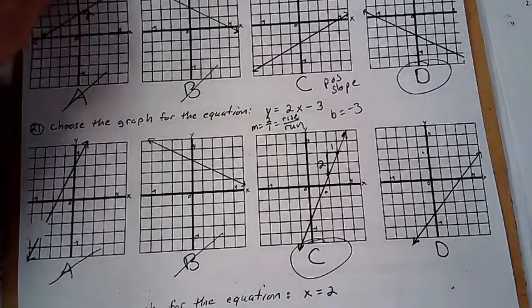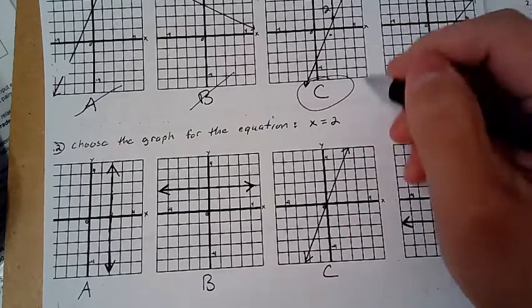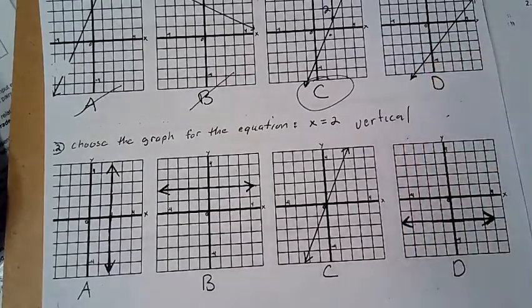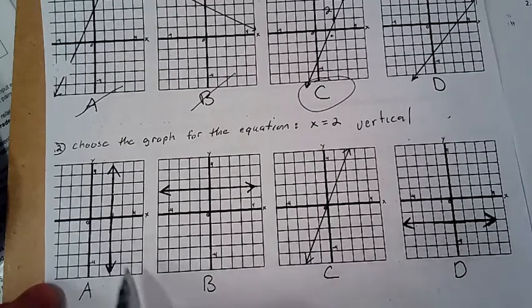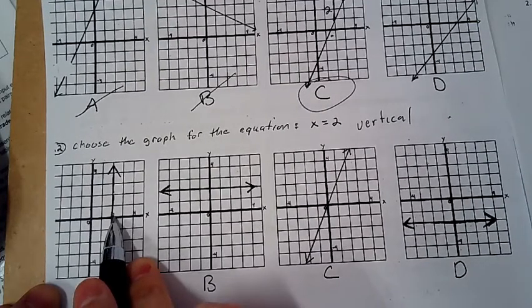And then for number 22, x equals. This has to cross the x at 2, and then this is going to be a vertical line. So vertical line where x is 2. So look at option A. There's the x being 2, and it's a vertical line, option A.